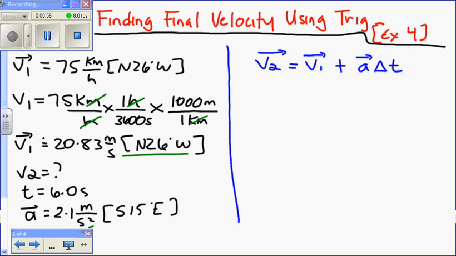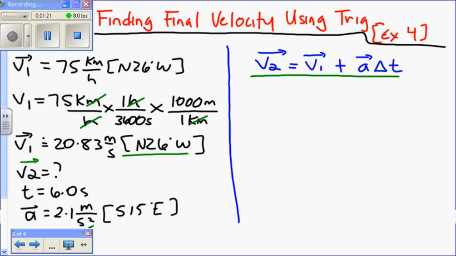We're looking for final velocity. We're given a time and we're given an acceleration. So if you look at the formula, if this was just a one-dimensional problem, you would just sub right into this formula right here and get your answer. Can't do that because we have directions, and you can't just simply add vectors that are in different directions. However, what we can do is add vectors using trigonometry or triangles, and that's essentially what we're going to do.